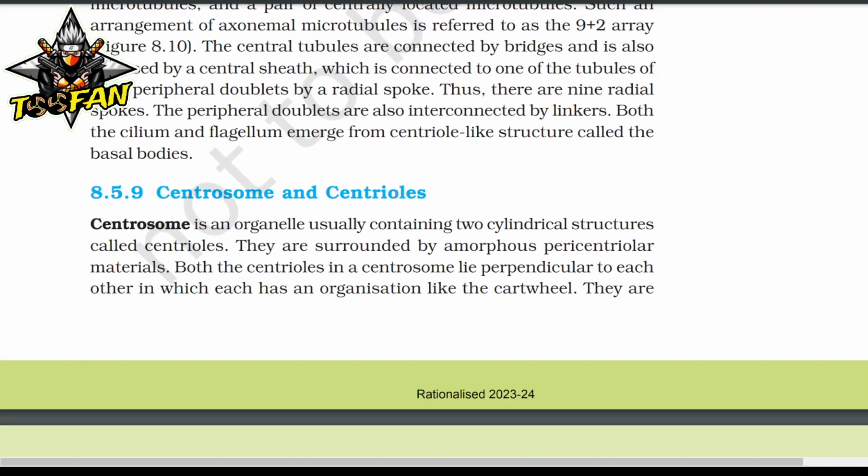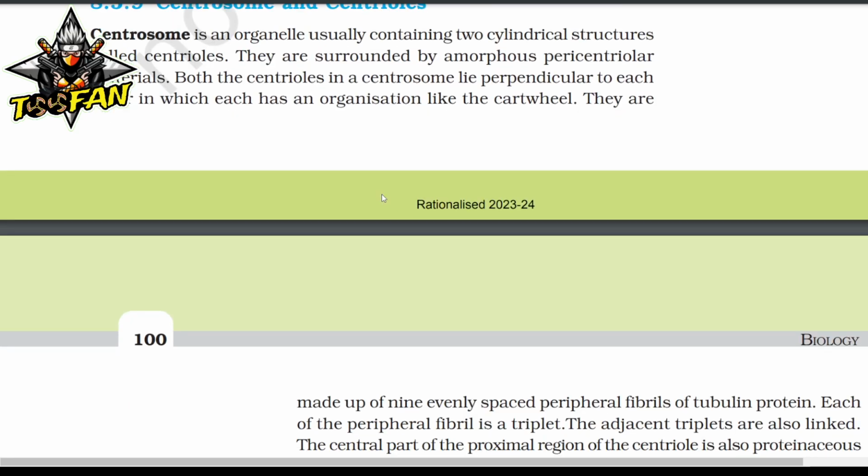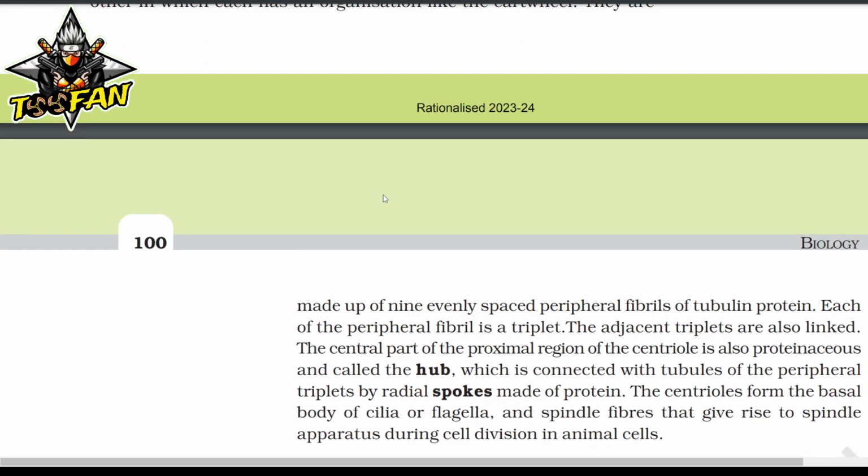Centrosome and centrioles. The centrosome is an organelle usually containing two cylindrical structures called centrioles. They are surrounded by amorphous pericentriolar material. Both the centrioles in a centrosome lie perpendicular to each other, and each has an organization like a cartwheel. They are made up of 9 evenly spaced peripheral fibrils of tubulin protein. Each of the peripheral fibrils is a triplet. The adjacent triplets are also linked.